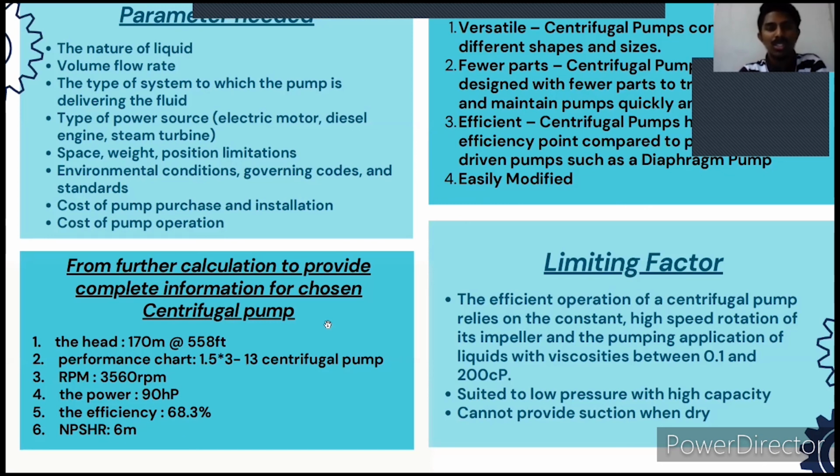So, using the total volume flow rate, which is 455 gallons per minute, and the total head, which is 170 meter, we can obtain the performance chart, RPM, impeller size, pump efficiency, power, and lastly the NPSHR. The suitable performance chart is the 1.5 times 3 to 13 centrifugal pump. RPM is 3560 RPM. Impeller size is 11 inches. Pump efficiency is 68.3%. The power is 90 HP. And lastly, NPSHR is 6 meter.